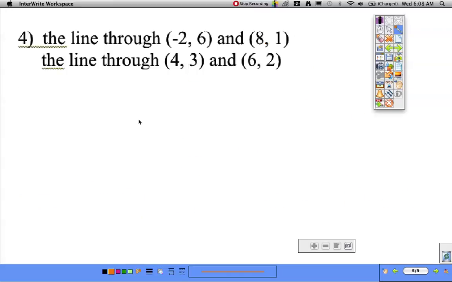What about number 4? The line through negative 2, 6, and 8, 1, and the line through 4, 3, and 6, 2. Well, I need to know the slope of both lines before I can decide if they're parallel or perpendicular. So I'm going to use my formula here. The slope of the first line would be the y, 6, minus the second y, 1, over the x, negative 2, minus the other x of 8. 6 minus 1 is 5, negative 2 minus 8 is negative 10, which gives me a slope of negative 1/2.